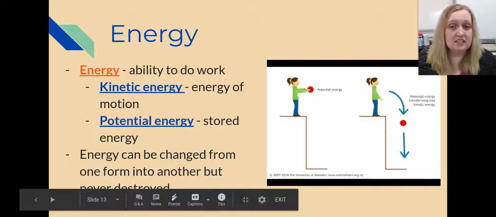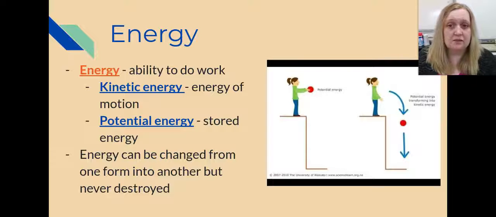Our last slide for today is energy. Energy is the ability to do work. There are 2 main types of energy, kinetic and potential. Kinetic energy is the energy of motion, and potential is stored energy. Stored energy can be released to form kinetic energy. There's different types of these 2 energy sources. Potential energy includes chemical energy, which is found in food. And then kinetic energy can include mechanical energy. So mechanical energy would be motion of objects.